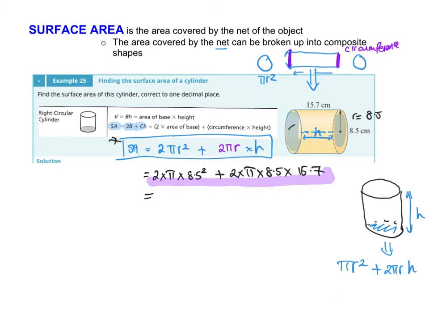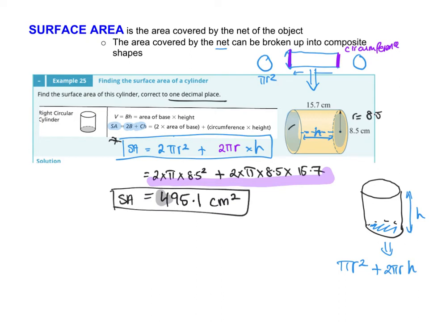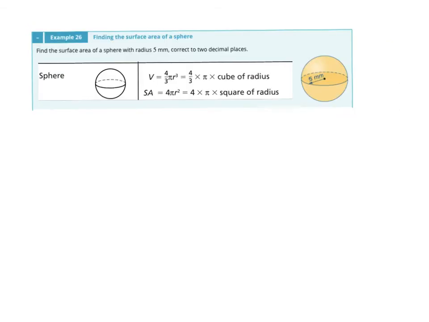So we got that to be 495. It said to 1 decimal place. Now surface area is an area measurement, so it'll be centimeters squared. Okay, so there's my final answer. Oh, sorry, that was the wrong one. I take that back. That was our other example. Yep, so it was 1292.45 centimeters squared. Sorry.